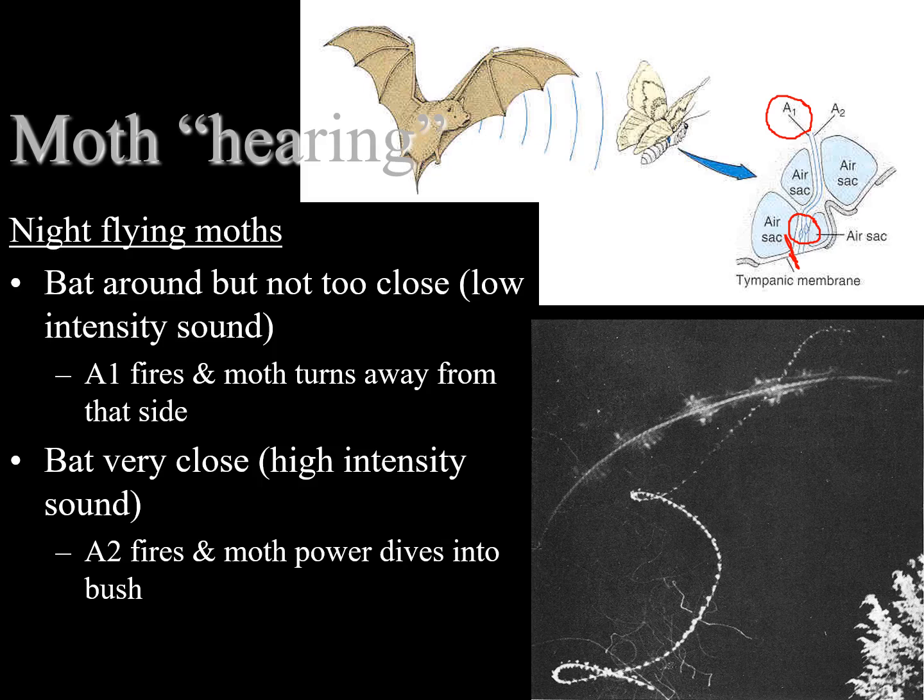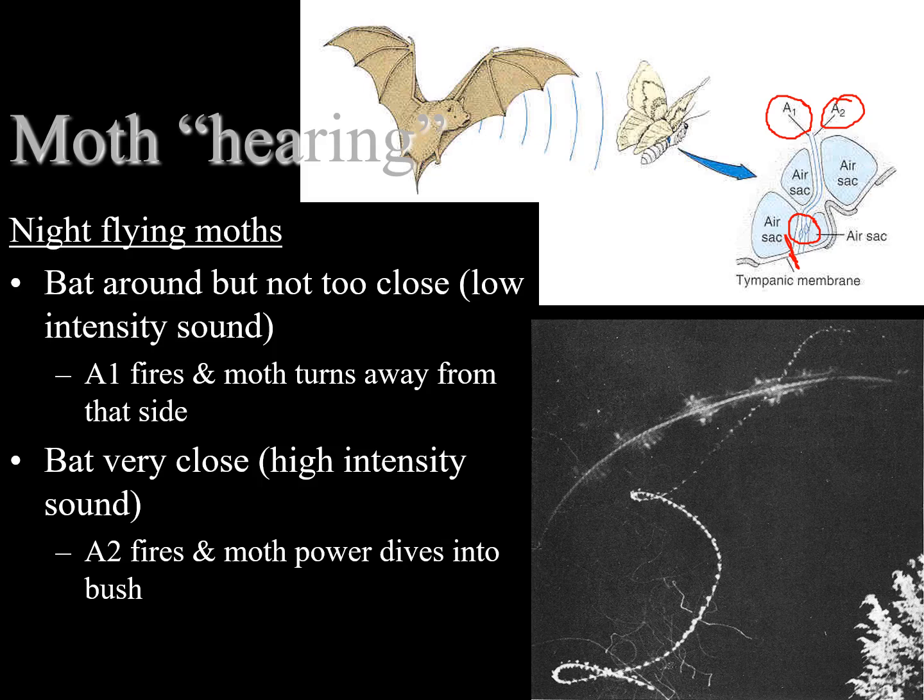At some point, when the bat gets very close, the A2 fiber fires. That fiber is not very sensitive to low intensity sounds, so it takes a pretty good volume for it to fire. So when it fires, as far as the moth is concerned, that means you're in trouble. That means the bat is on top of you. And so when the A2 fiber fires, it's basically the moth's central nervous system that sends it into a power dive.